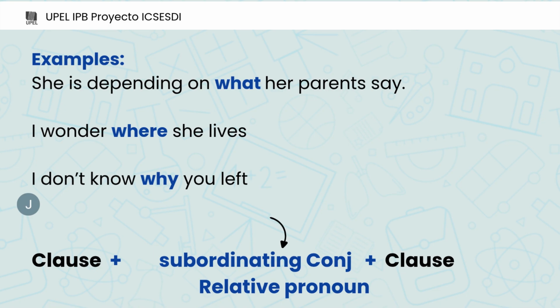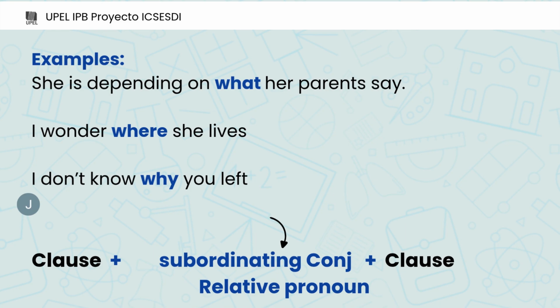For example, she is depending on what her parents say. You have first a complete clause and then another clause. They are joined by the word what. So the definition says they are joined by a subordinating conjunction or a relative pronoun. In this way, you can know they are noun clauses.